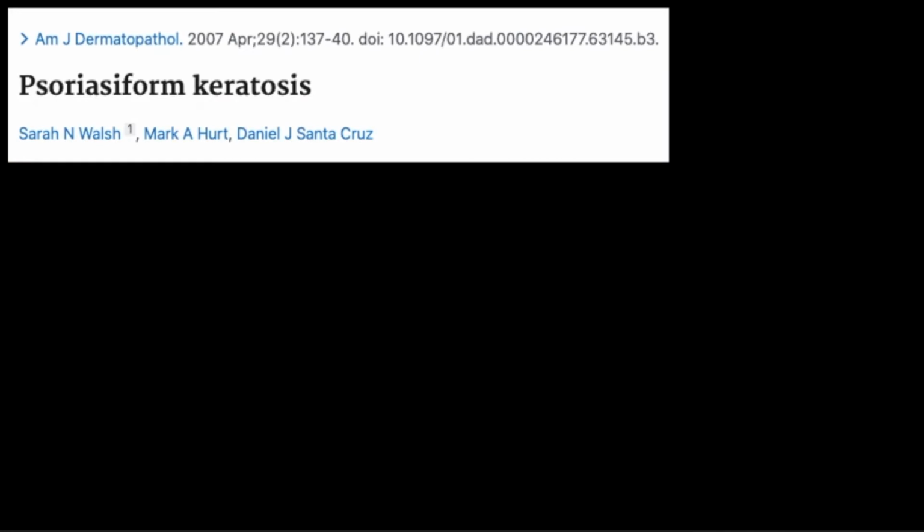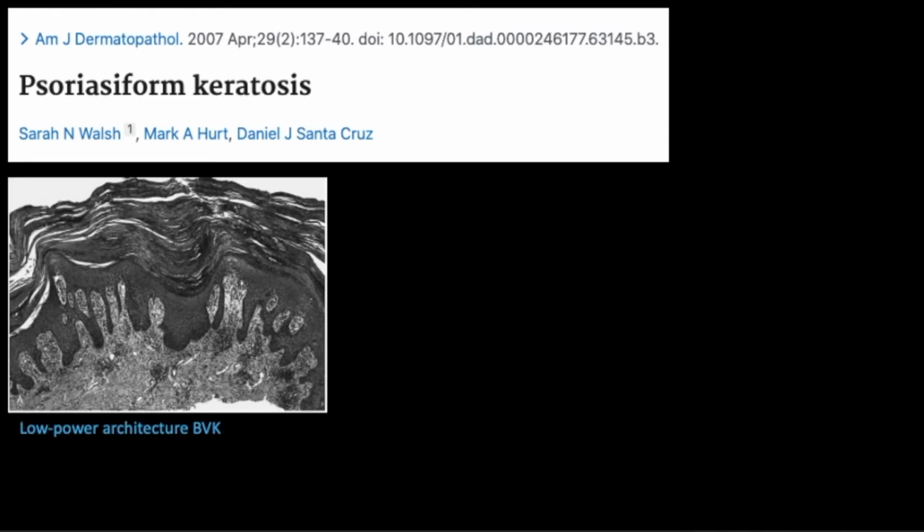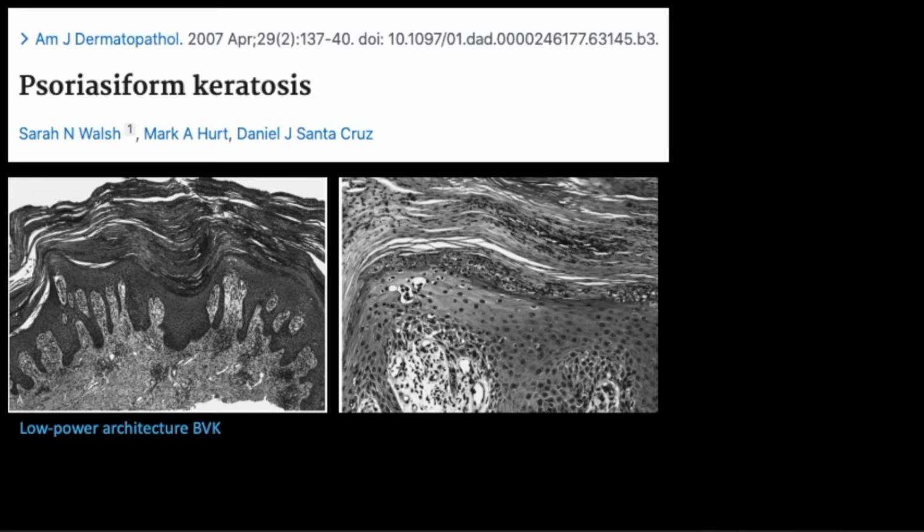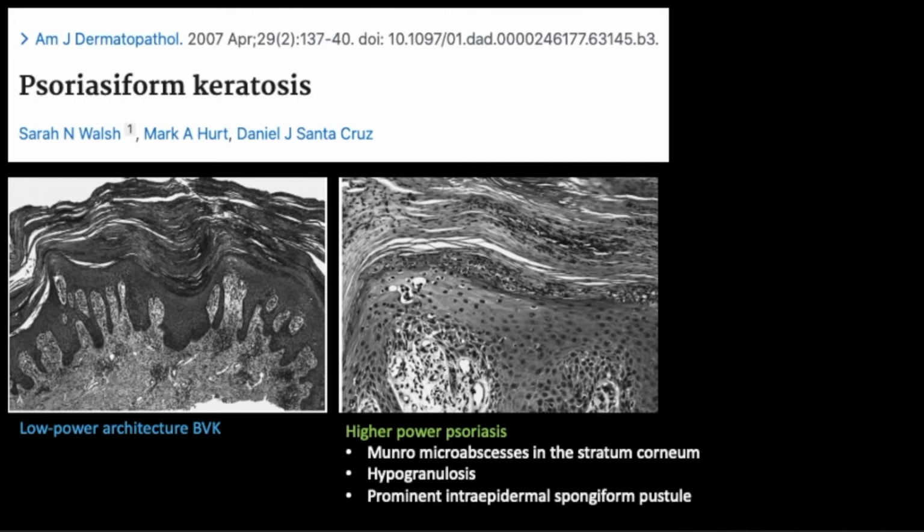Another disease in this category is psoriasiform keratosis, and this is the first paper that introduced this term in 2007, where the authors noticed that this disease appears on low power as BVK or benign verrucous keratosis, but on high power it reveals the psoriasis features like Munro microabscesses, hypogranulation, and the presence of intraepidermal pustules, and of course the papillary dermis that has the ectatic or dilated small vessels.